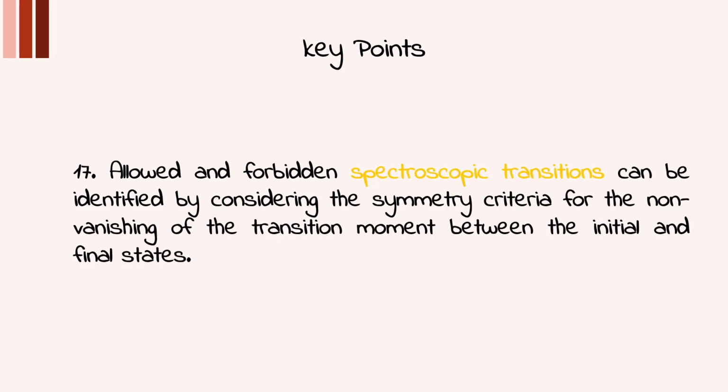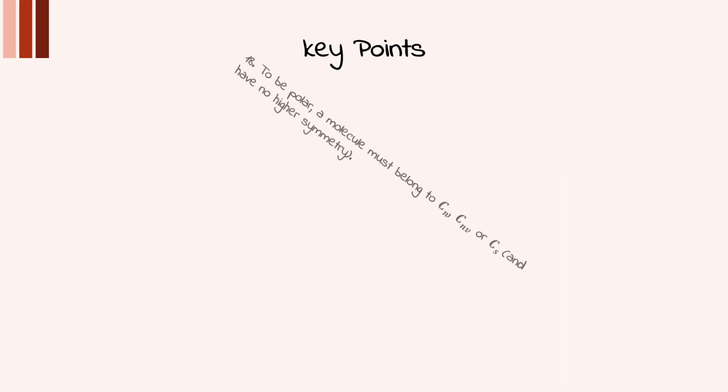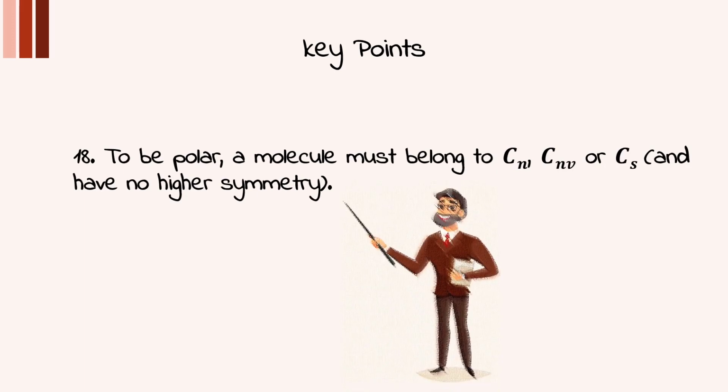Now, again recall that it must have the A1 symmetric species, just as we have seen in the integration of the product of two functions, integration of f1 f2 d tau in the entire space has to be a non-zero integral, which spans A. If we wish to decide about the polarity of a molecule, to be polar, a molecule must belong to Cn or Cnv or Cs. That is, it should not have a higher symmetry.